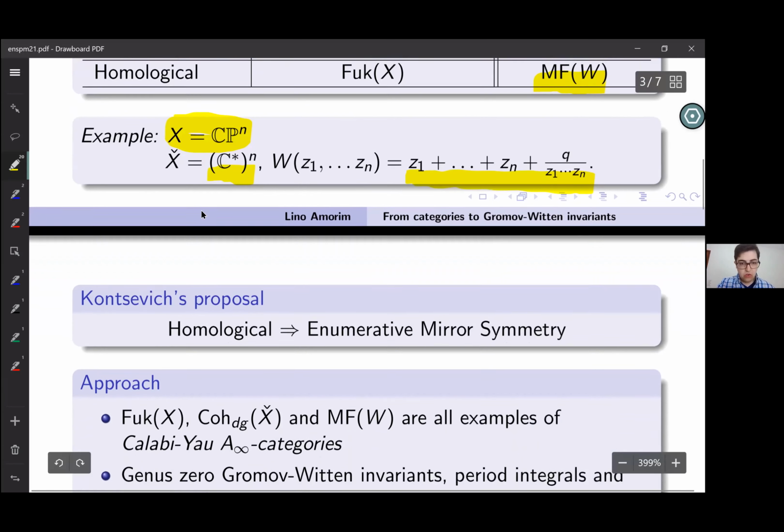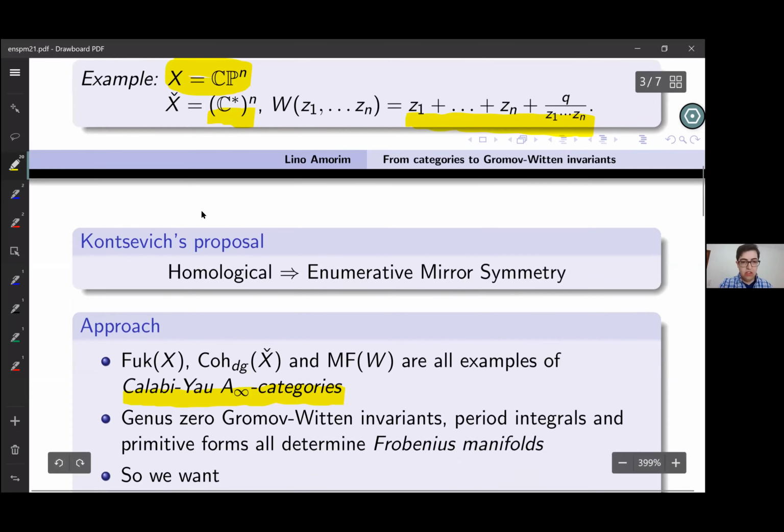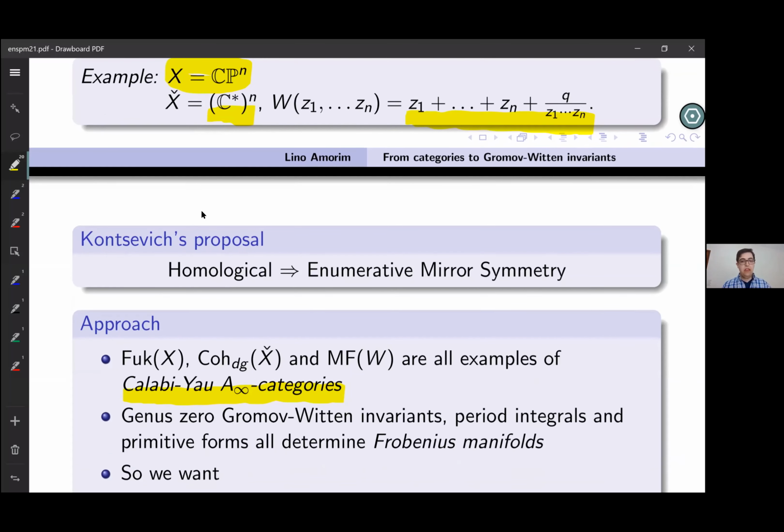Okay, so what's the idea here? So all these categories that I showed above, the Fukaya category, coherent sheaves, matrix factorizations, with these assumptions are all examples of what are called Calabi-Yau infinity categories. Or DG categories, if you prefer, more or less the same thing. And so the Calabi-Yau part means they have some sort of trace map, that they satisfy some sort of either Poincare duality or Serre duality, depending on how you want to think about it.